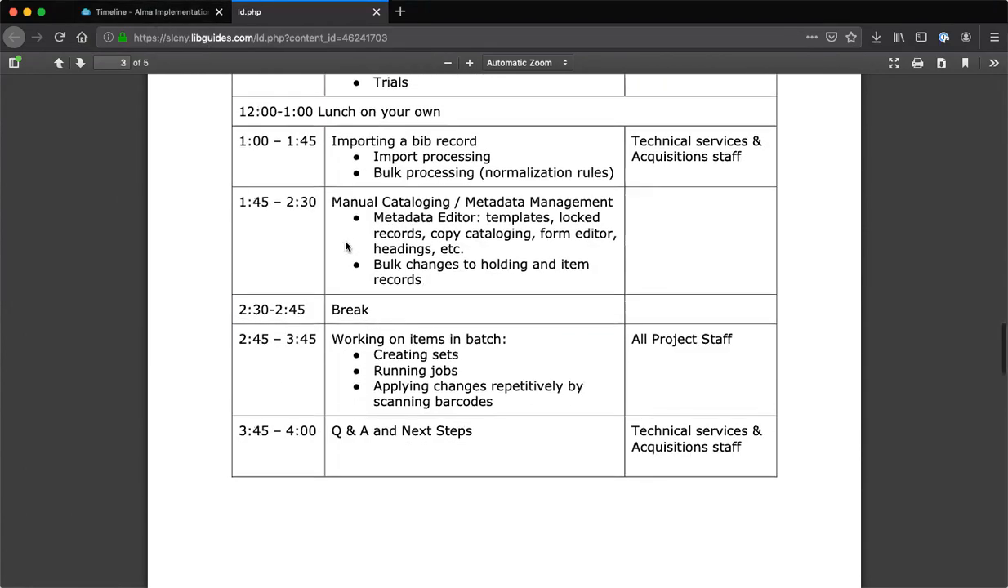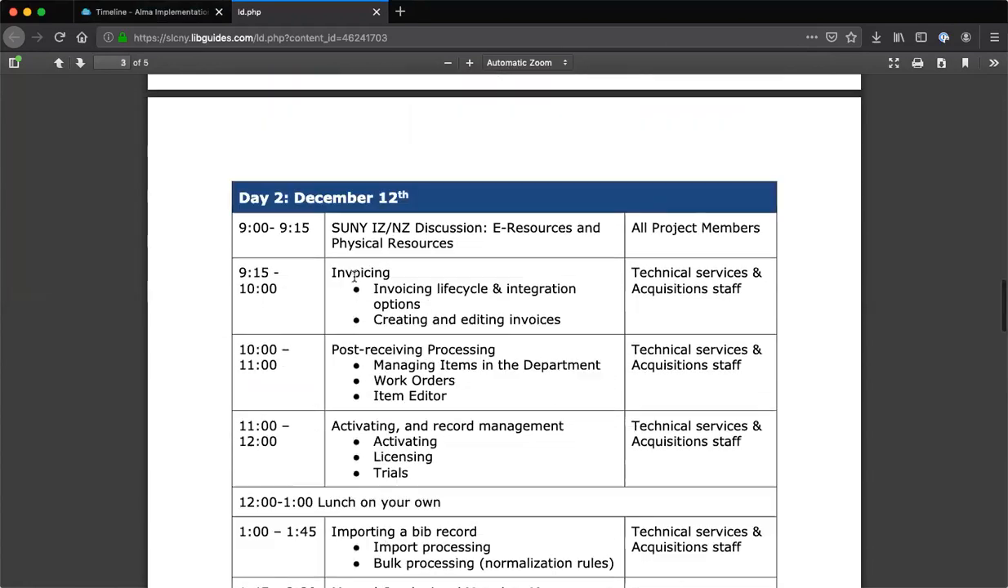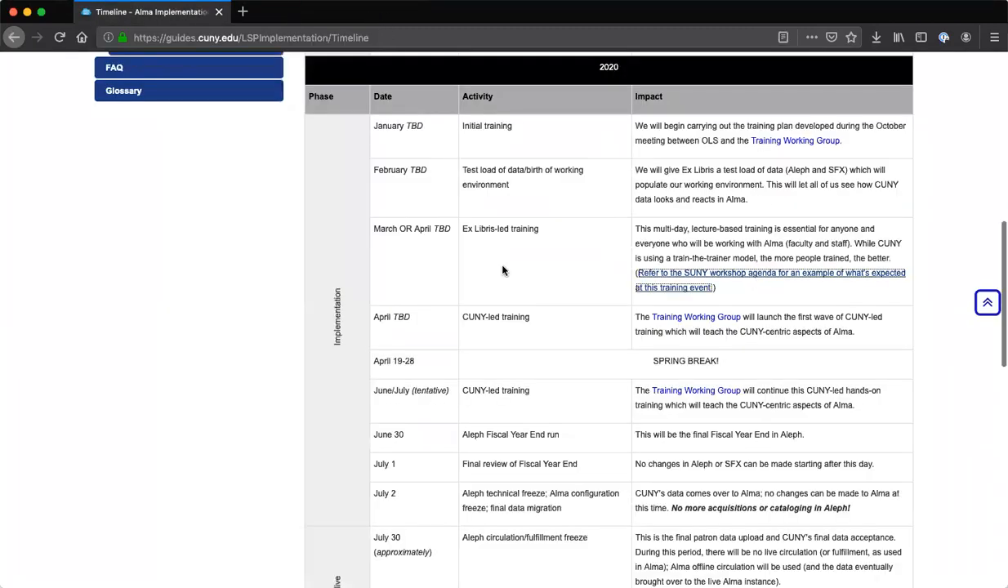So you can take a look at SUNY's workshop agenda at your own leisure. But again, as soon as we have more details about this, we will share this with you.